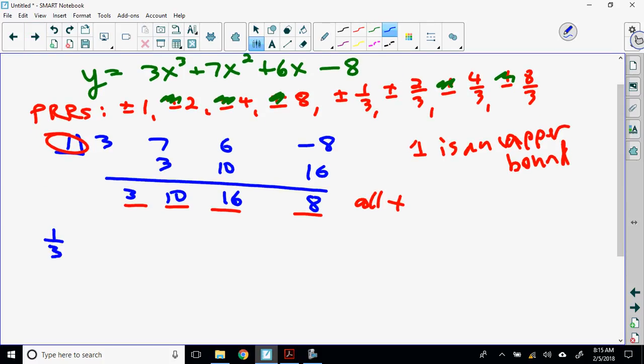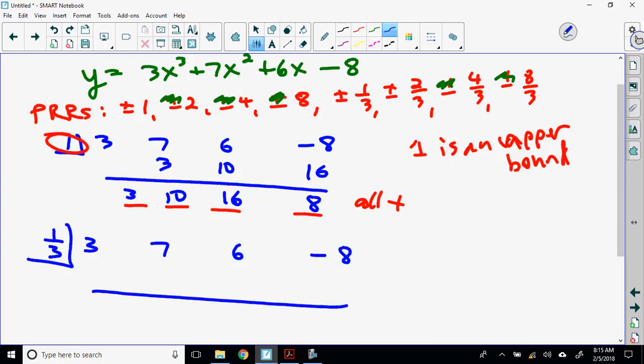Let's try 1/3. So here's 3, 7, 6, negative 8. Now fractions freak some people out. Don't let fractions freak you out. It's no big deal. We bring down a 3. 3 times a third is just 1. 7 plus 1 is 8. Now 8 times a third, that freaks people out. It's 8 times 1 over 3 times 1, so it's 8/3.